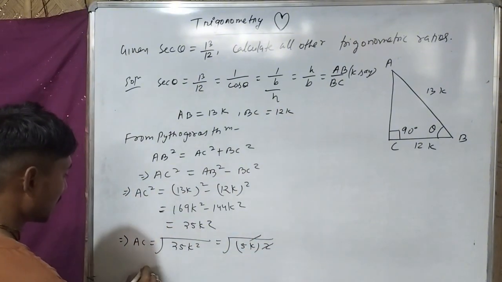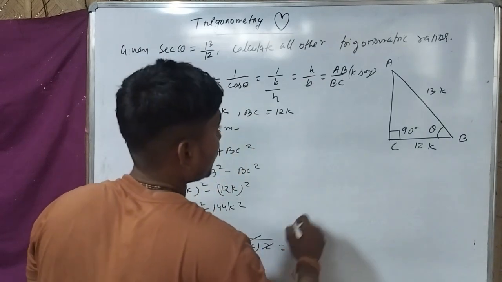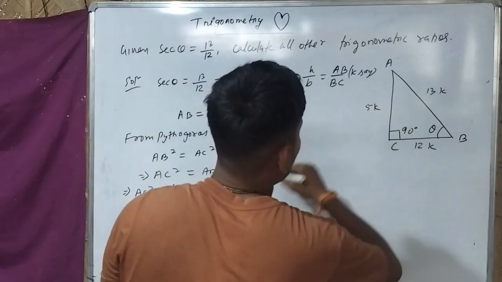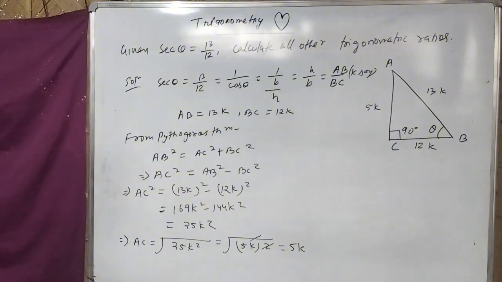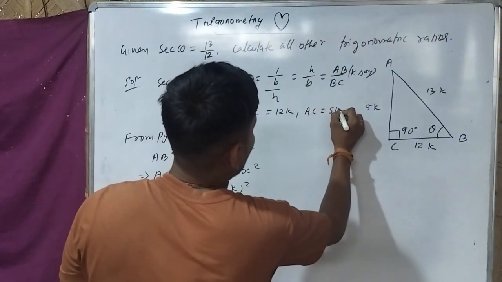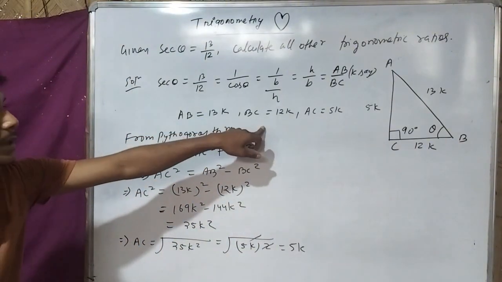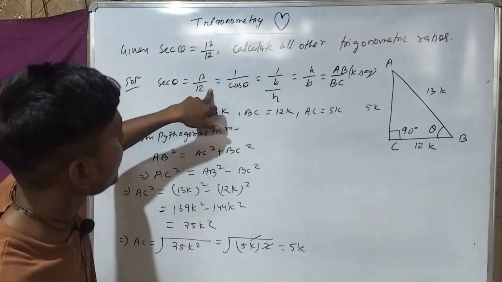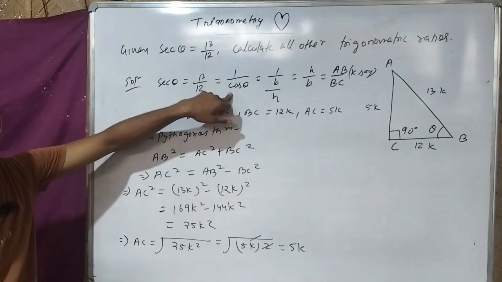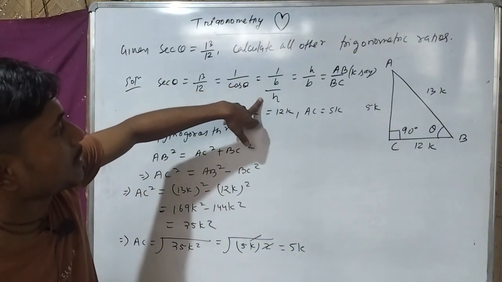Square root cancels. We will get AC equal to 5k. After this is clear, I am going to find all the other trigonometric ratios. So AB is given and BC is given. Sec theta is 13 by 12. Sec means 1 by cos theta, the reciprocal of cos theta. Cos theta formula is base by hypotenuse, so it is 1 by b by h.